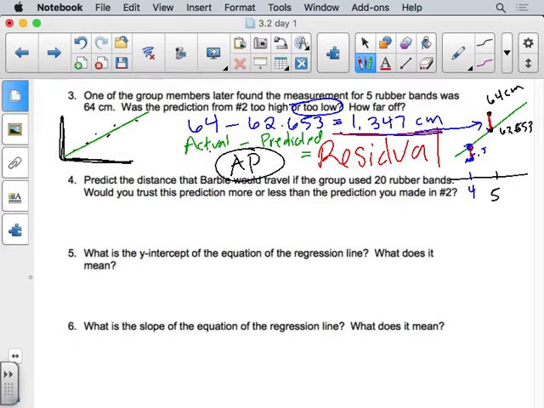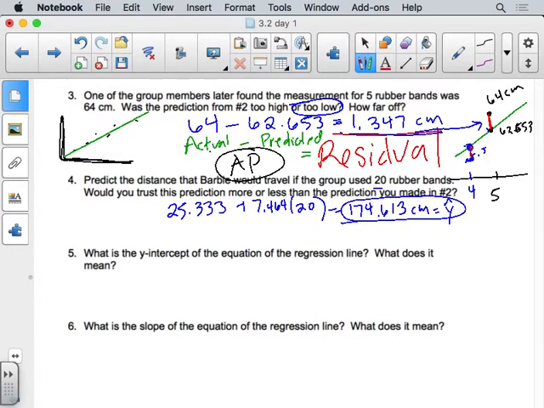Okay, number 4: predict the distance that our Tigers, or Barbie, would travel if the group used 20 rubber bands. And would you trust this prediction more or less than the prediction you made in 2? So, I'll do what I asked y'all to do. I will write out my answer. x equals 20, so you got 174.613 centimeters equals your y hat. So that's my prediction for 20 rubber bands. And do we trust it more or less than our 5?